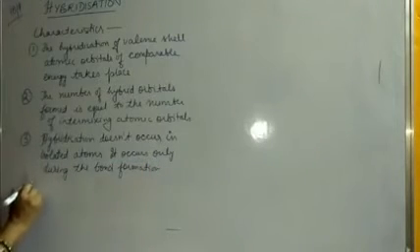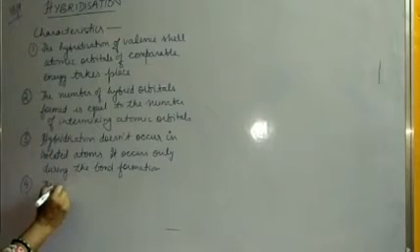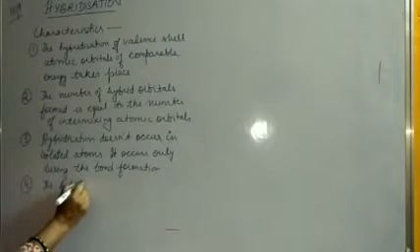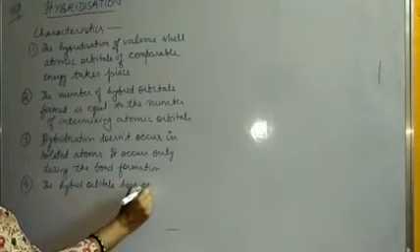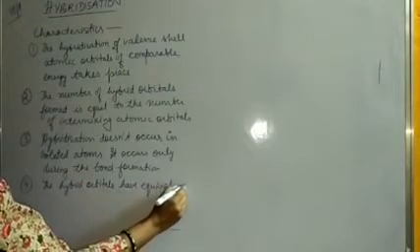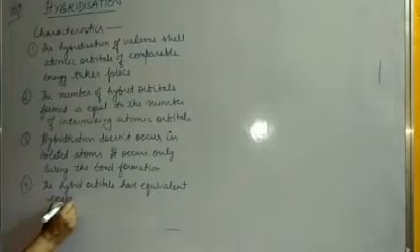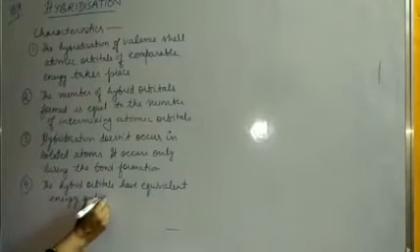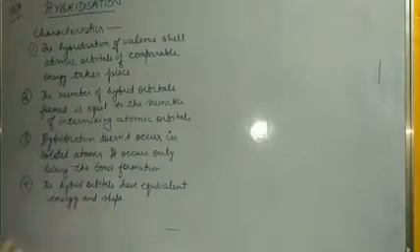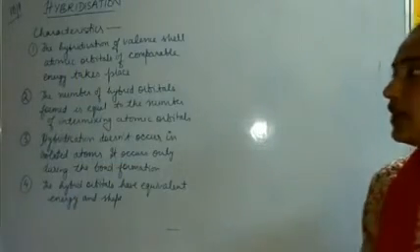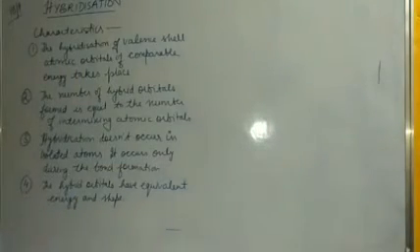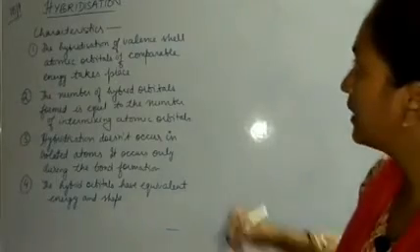The fourth point, student, is that the hybrid orbitals have equivalent energy and shape. Right, students? So the hybrid orbitals which will be formed will have equivalent energy and shape. That means during the hybridization, student, what has taken place? The redistribution of energy has taken place.